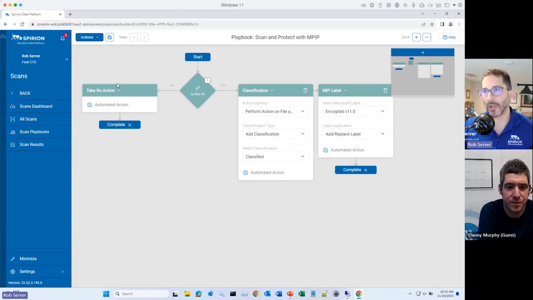You can have an entire no path with different decision points, but in this case, we want to leave the file alone. Then you have the yes path. Yes, it has that data. Well, let's apply a classification to that. Context rich. Again, you can have multiple decision points. I'll show you a more complex playbook in a moment, but this one just wants to apply a single classification and then an MPIP label there. So we're engaging Microsoft Purview Information Protection to apply RMS protection.